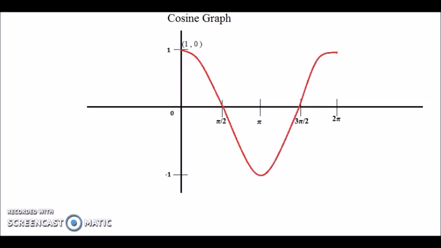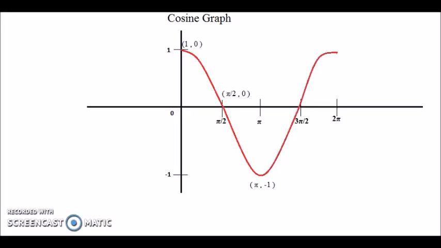Unlike the sine graph, the cosine graph starts at 1. This is known as the first maximum point, after which it decreases to -1, intersecting the x-axis at pi over 2. When it reaches -1, it is 1 unit below pi. This is known as the minimum point.